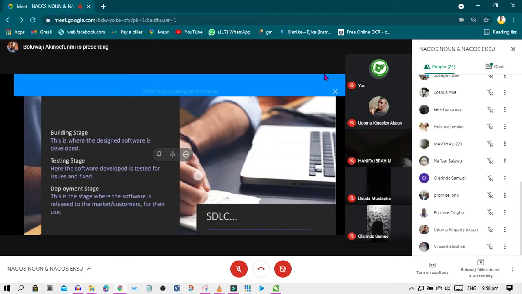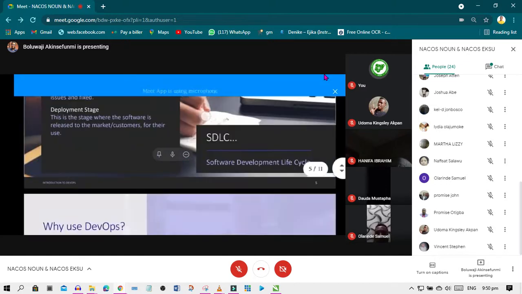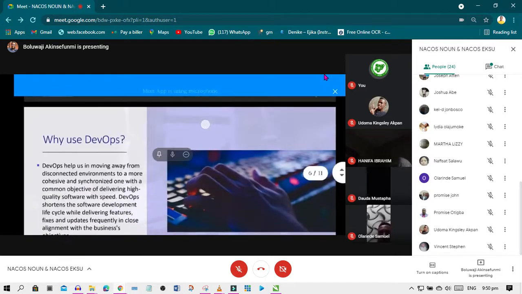Now, in the deployment stage, this is where you push your software to the market that it needs to be. If you are developing an Android app, you are looking at the prospect of pushing your Android app to Google Play Store, getting the link across to the right audience, and probably running some adverts to get your app across to the targeted audience. So now, why do we need to use DevOps?